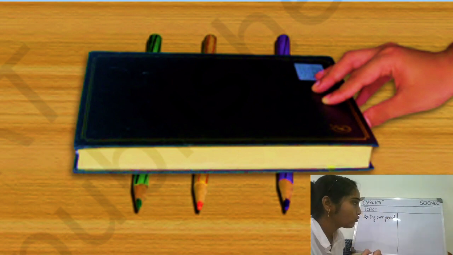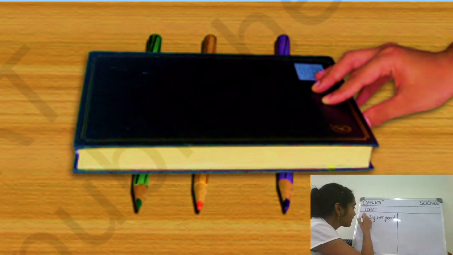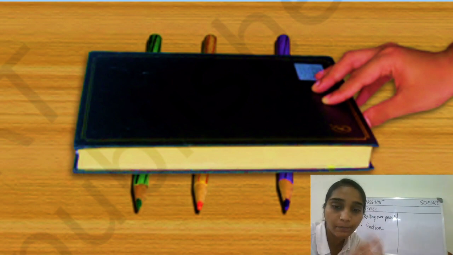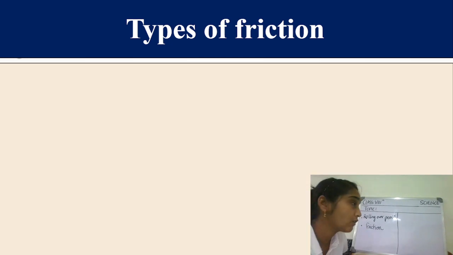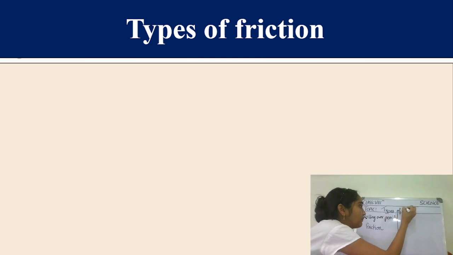And students, the rolling of this book over the pencils is possible due to the friction attached to it, right? Very good. Some kind of friction is attached there, which is making it roll over the pencils. So students, very good. You all have given me good points. Today we are going to discuss the types of friction, our topic of discussion, which is this only, types of friction.